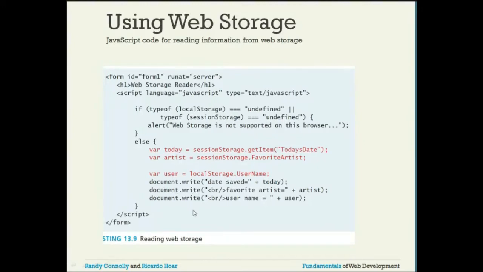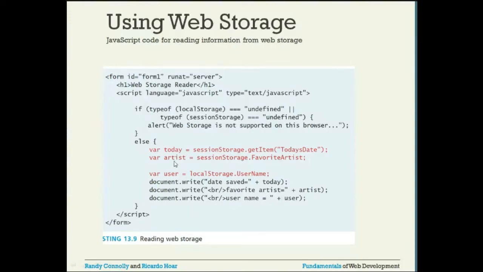This is how you are going to write it onto the browser. Date saved is equal to plus today. So it will just concatenate that information. This string and this string are concatenated. So on the browser, you will say date saved is equal to today's date. Then break, it will come to the next line. Favorite artist is equal to plus artist.